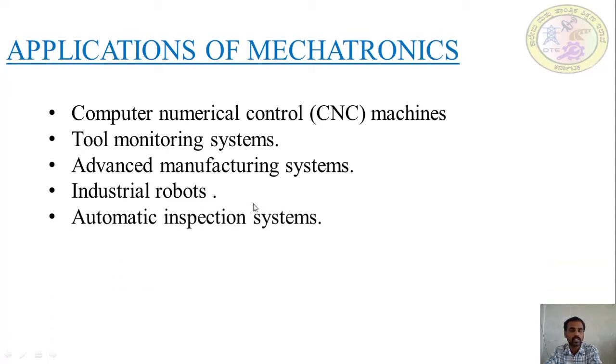Automatic inspection systems, that is machine vision systems, is one of the examples for automatic inspection systems. And then automatic packaging systems, where the packaging will be done automatically, which will be employed majorly in the consumer industries, maybe food packaging industries or something like that.